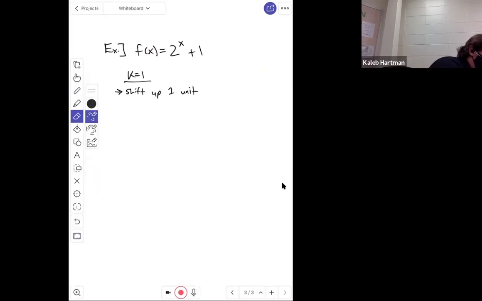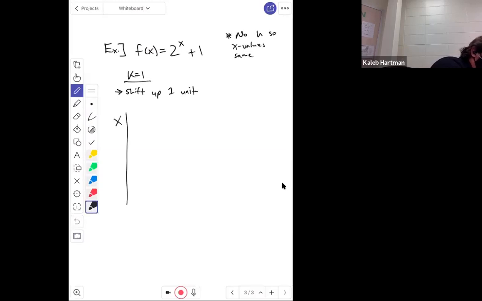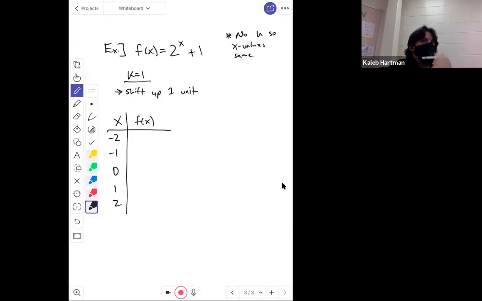This example, there's no h, so I'm going to make a note of this. No h, so x values the same. We're going to plug in the same x values: -2, -1, 0, 1, and 2. Okay? When we start to have h values, we're not going to always plug in -2 to 2. So substituting in -2, this is going to be 2 to the -2 plus 1.